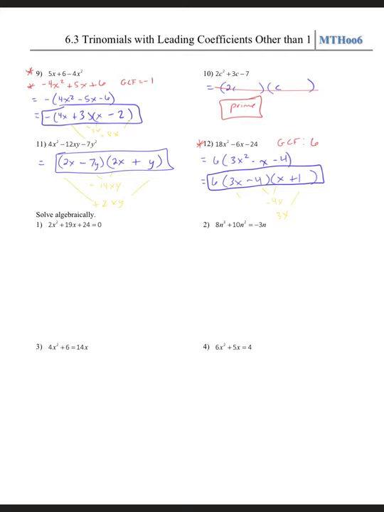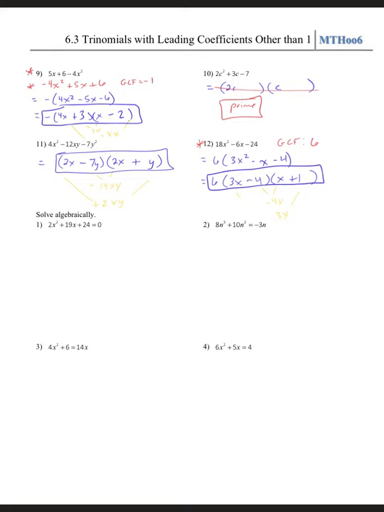Okay, now looking at the last 4 here, we're going to be solving these. So your answer won't look like this. Your answers will be composed of just the solutions to these equations. So we're going to solve these just like we solved ones before. You have to start by getting all your terms onto one side. So let's go ahead and we'll look at number 2 together.